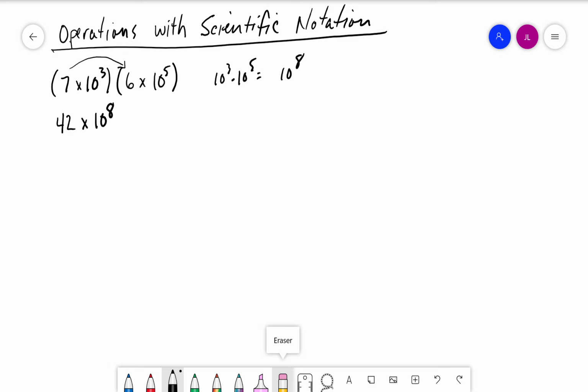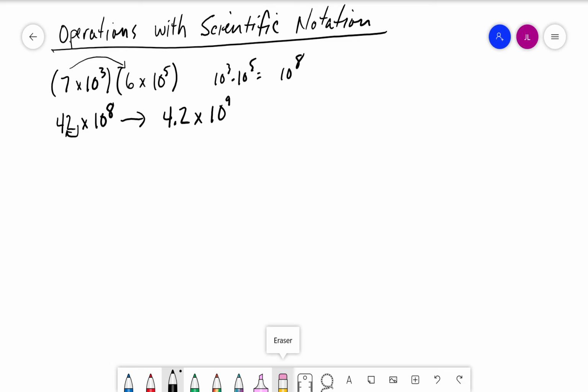However, remember in scientific notation, we can only have one number to the left of a decimal point, and here we have 2. So really we've got to change this. So we've got to say 4.2 times 10. Now we made this side smaller. So to equal it out, we have to add 1 to the exponent on the other side. So 4.2 times 10 to the ninth is what we're talking about there.